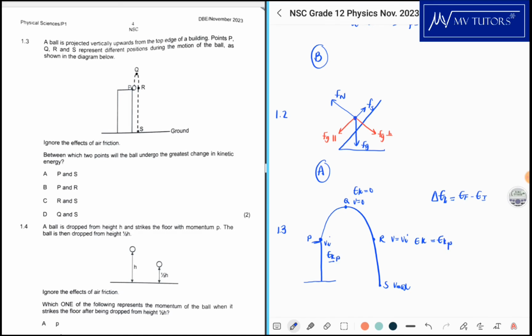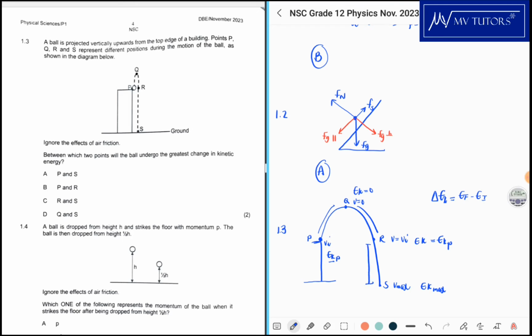And then here at the bottom, you have your maximum potential energy because your velocity is at its maximum. So let's see. Between P and S, here's the thing. Our initial kinetic energy over here will go up and it will go down, so they will sort of cancel each other at that point. So I don't think all the way from P to S, the only kinetic energy I would consider is here.